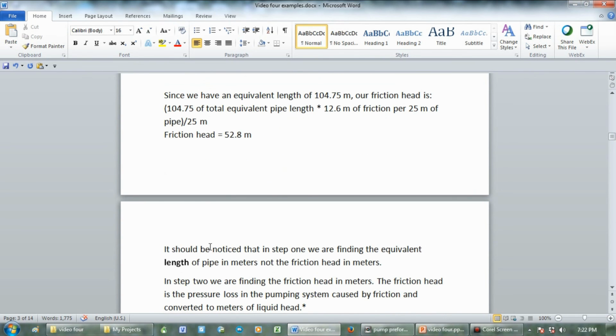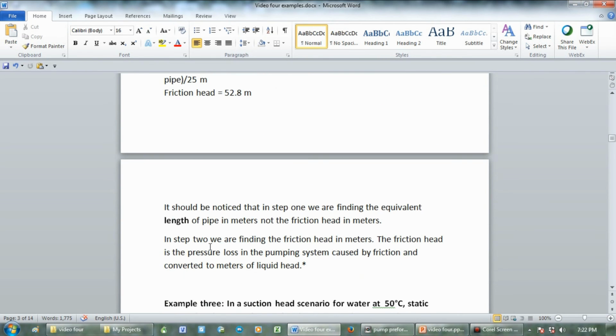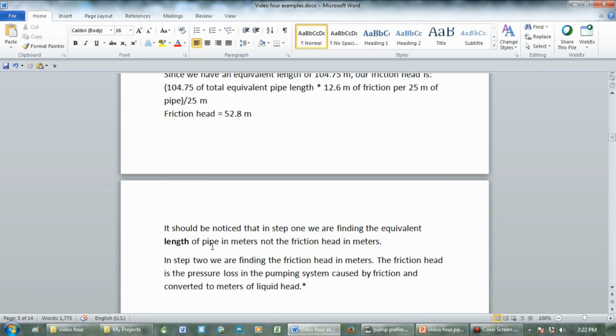It should be noticed that in Step 1, we are finding the equivalent length of pipe in meters, not the friction head in meters. In Step 2, we are finding the friction head in meters. The friction head is the pressure loss in the pumping system caused by friction and converted to meters of liquid head.